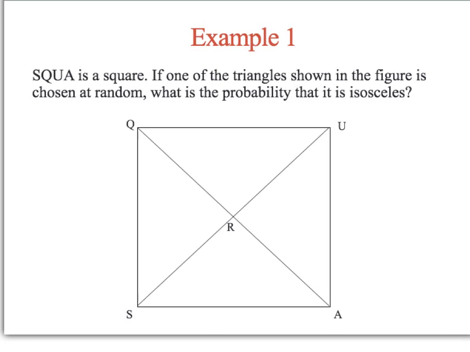Example number 1. SQUA is a square. If one of the triangles shown in the figure is chosen at random, what is the probability it is isosceles? Now first, you look at the given right here.